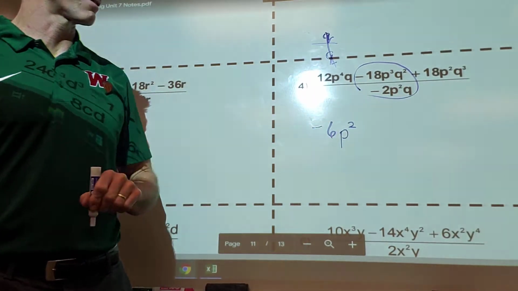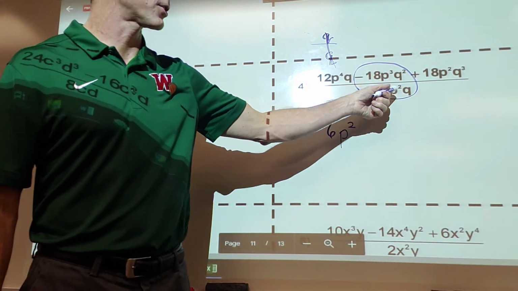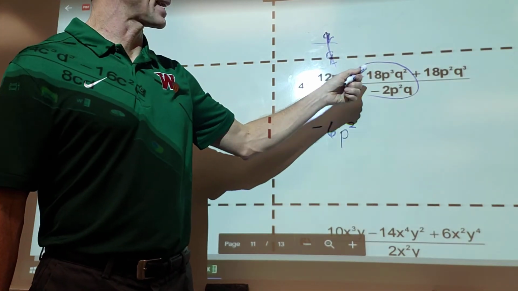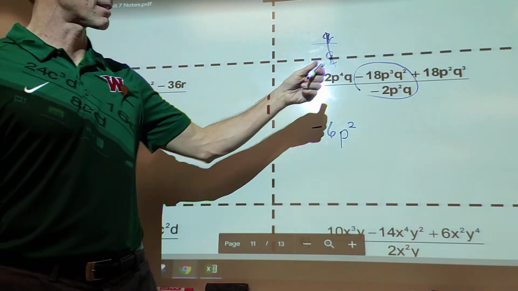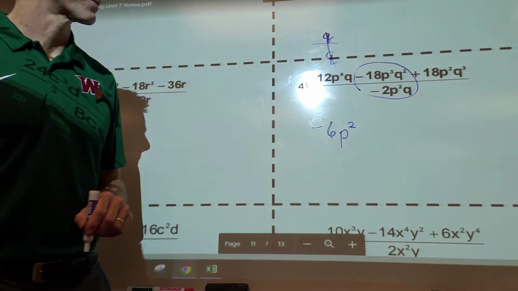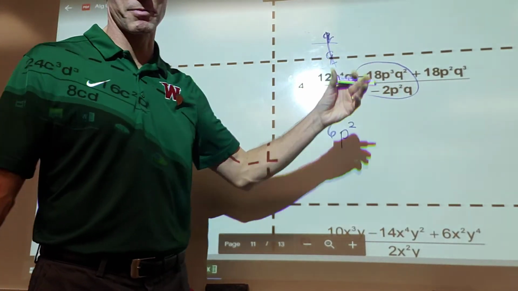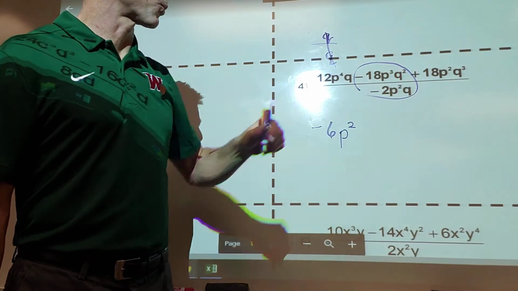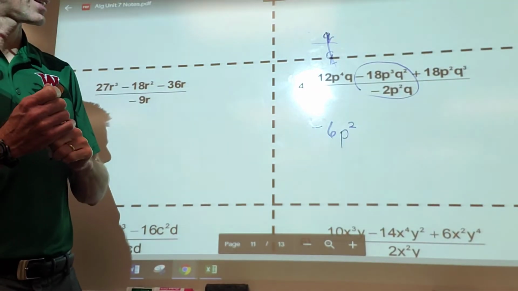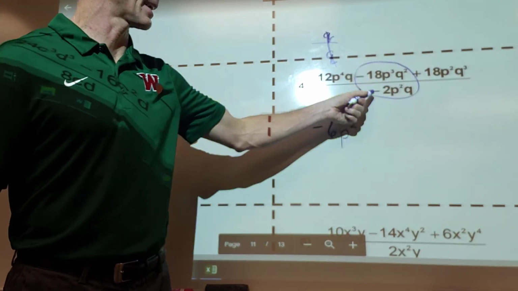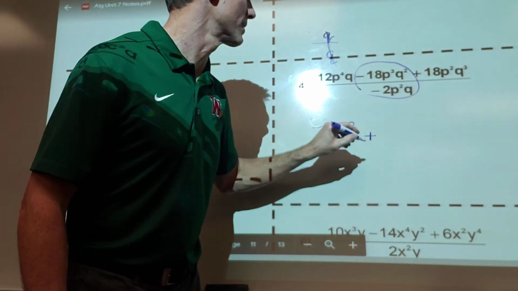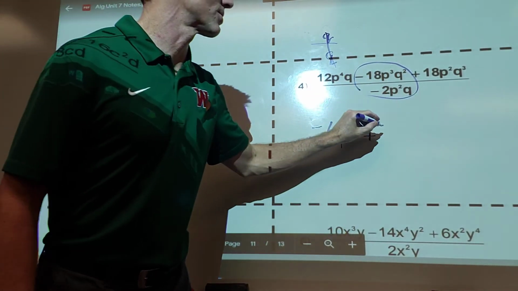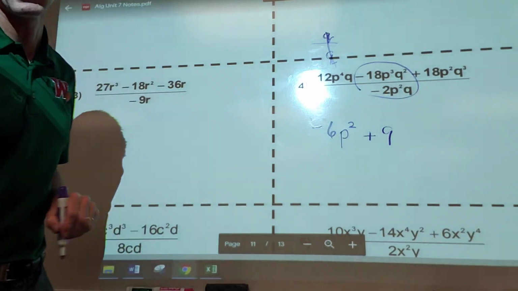Let's divide negative 2 p squared q into my negative 18 p to the third q squared. Again, you could rewrite that as a middle step if you need to. Let's go ahead and just work through this to get to what that would be. Negative divided by negative is positive. 18 divided by 2 is 9.